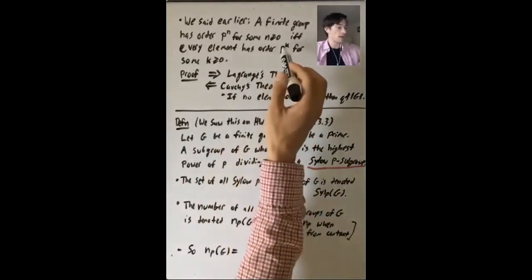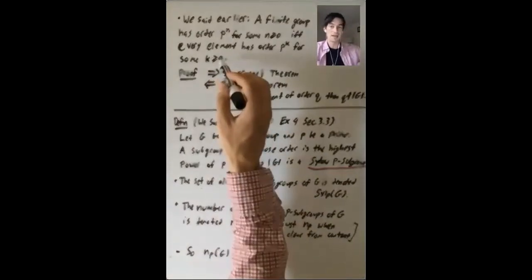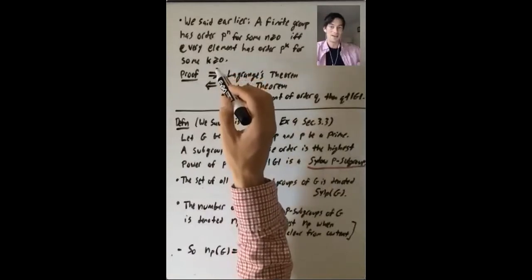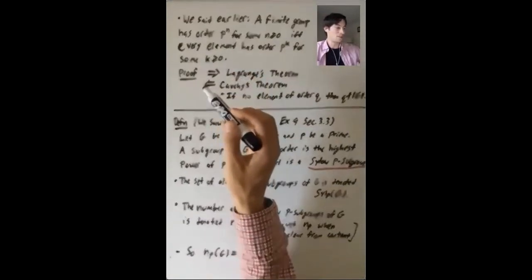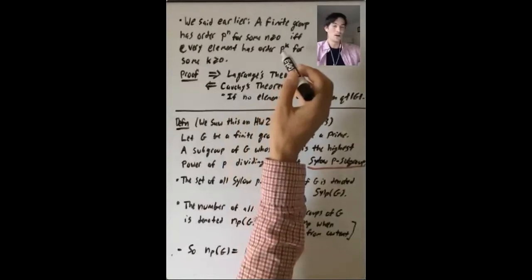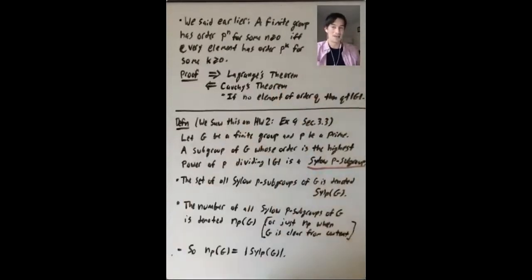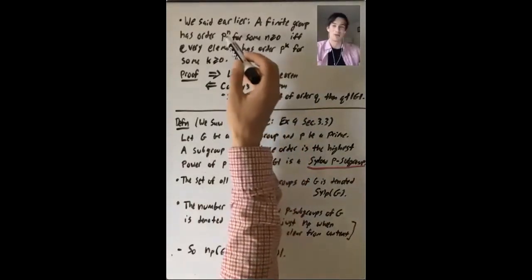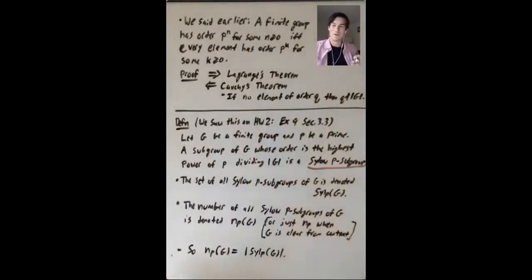If every element has order P to the k for some k, then you can't have an element of order q for any prime that's not P. That means that there's no prime q that divides the order of the group except P. So that shows that the order of the group has to be some power of P. So that's just one of many consequences of Cauchy's theorem, and we'll see more of those as we go.